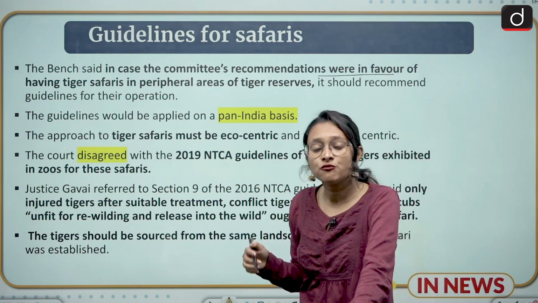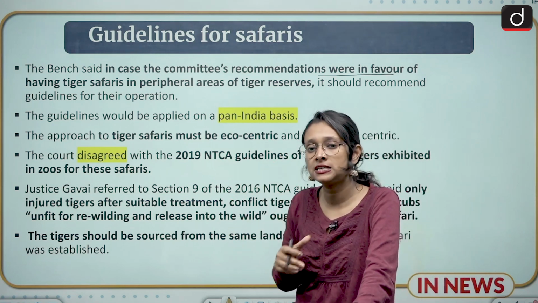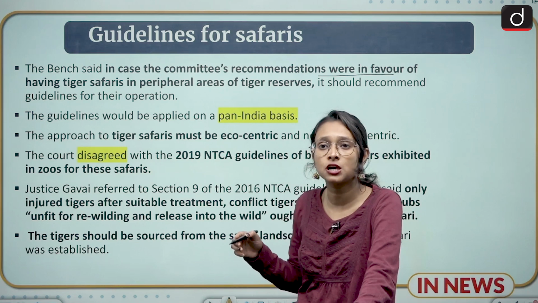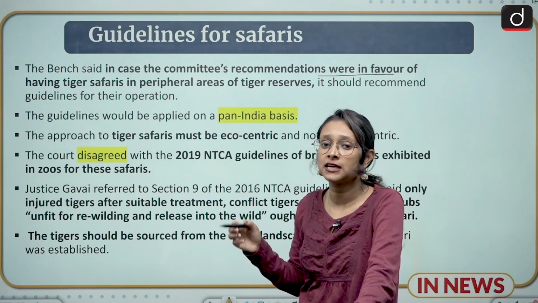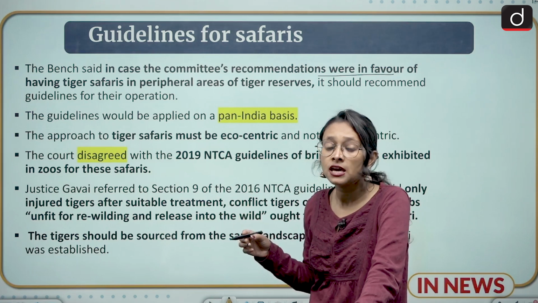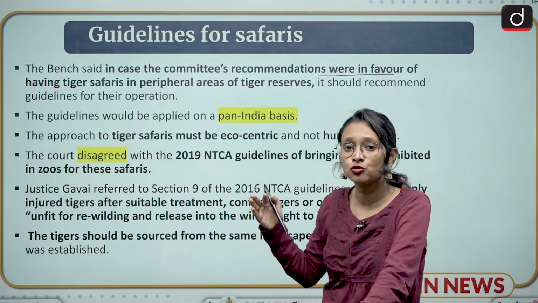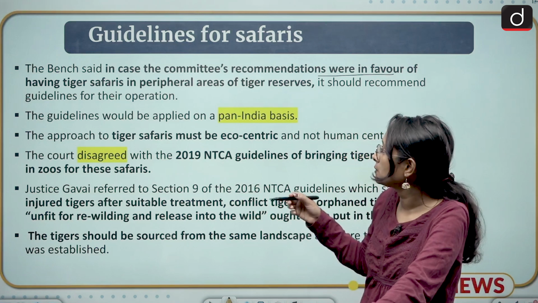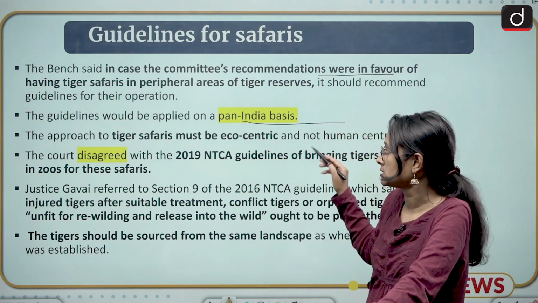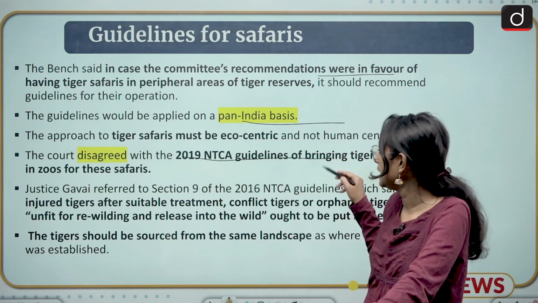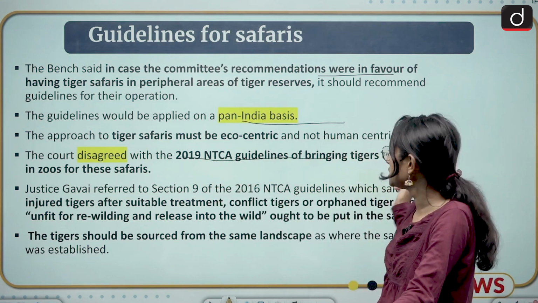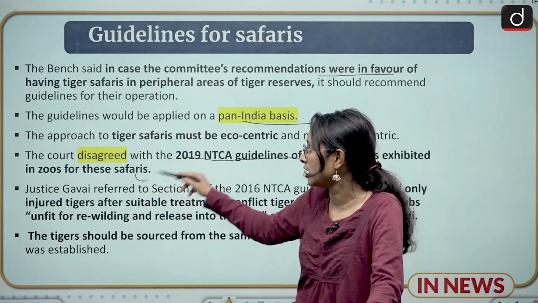It means that first of all the committee should decide whether there should be tiger safaris along with the tiger reserve or not. If it is in favor that there should be tiger safaris, then they must follow a few guidelines, and the guidelines will be applied on a pan-India basis. And the court had disagreed with the 2019 NTCA guidelines, which brought tigers exhibited in zoos for these safaris.